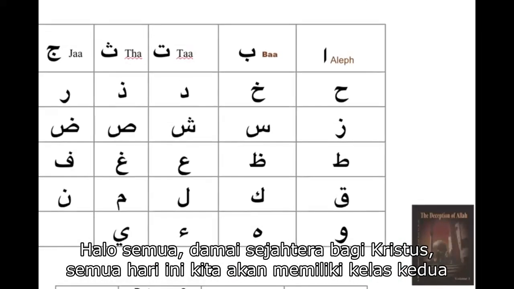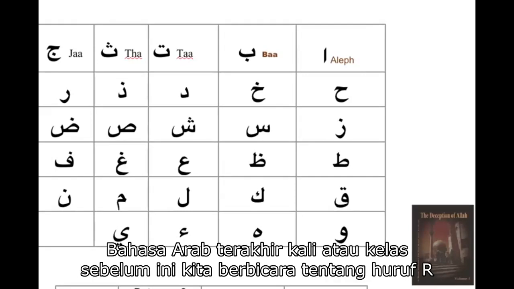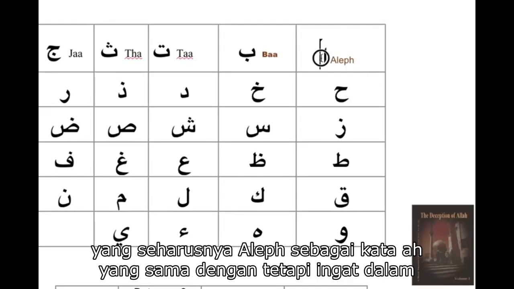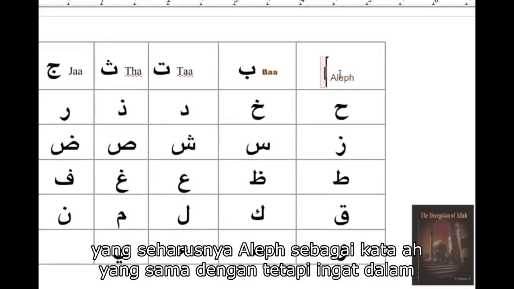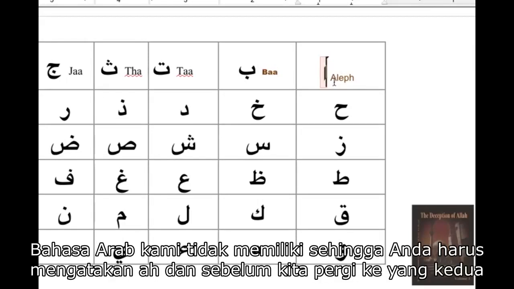Today we are going to have our second class in Arabic. Last time, or the class before this one, we spoke about the letter A, which is supposedly alif as a word, A, which is equal to A. But remember, in Arabic we don't have A, so you have to say A.